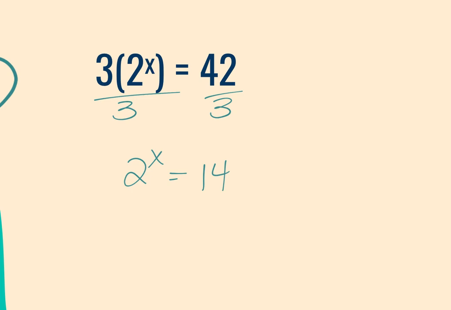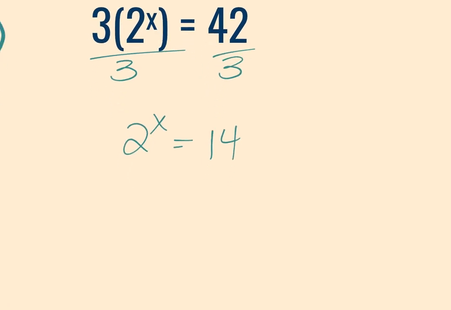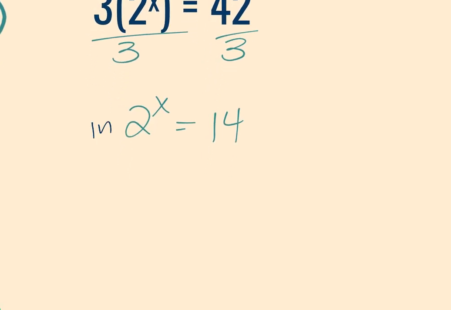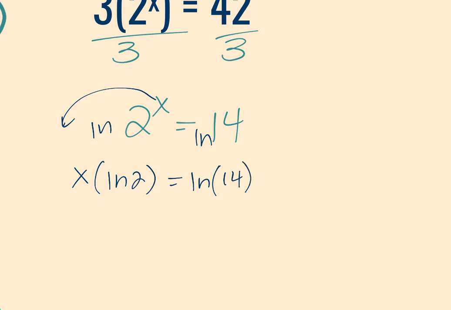All right, can I change 14 to be a power of 2? No. So we're going to ln both sides of the equation. So I put ln over here and I put ln over here. What happens to the exponent when we ln? Good, gets bumped to the front. So this becomes x times ln of 2 equals ln of 14. And then I would just divide both sides by ln of 2.